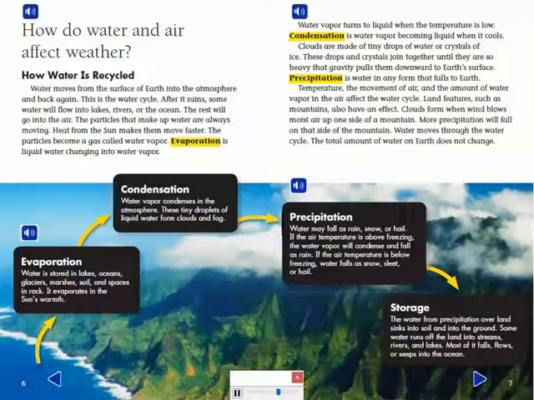Condensation. Water vapor condenses in the atmosphere. These tiny droplets of liquid water form clouds and fog.